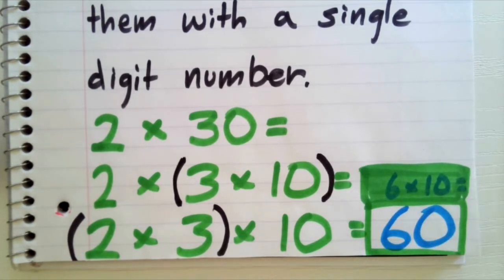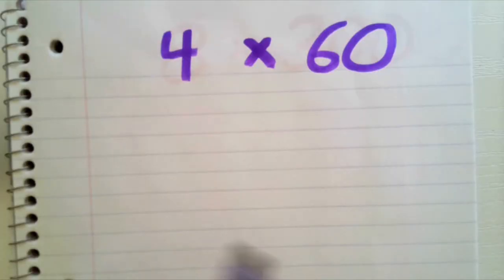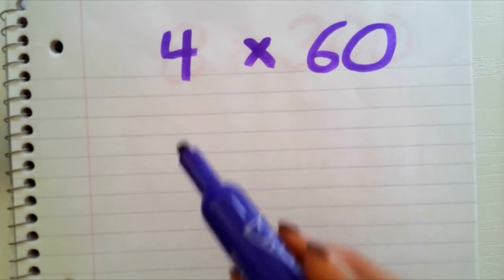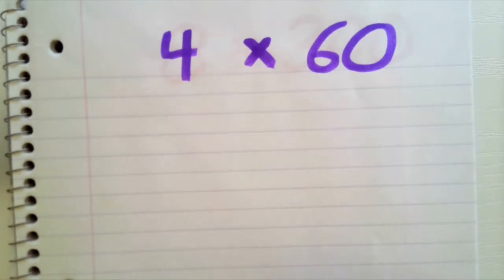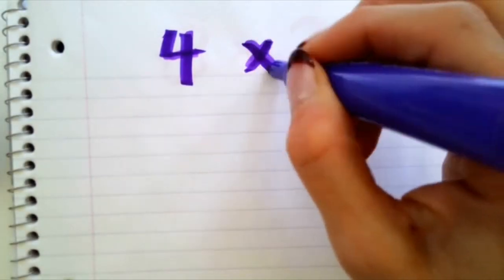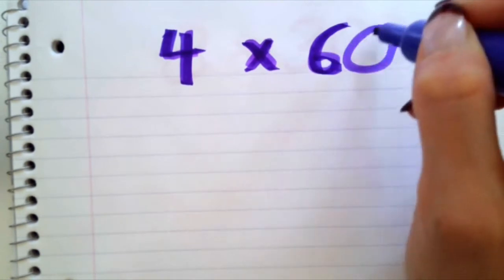Let's try this out. Here we have two factors. Go ahead and make sure you have a piece of paper and something to write with. And then write this down with me. 4 times 60.